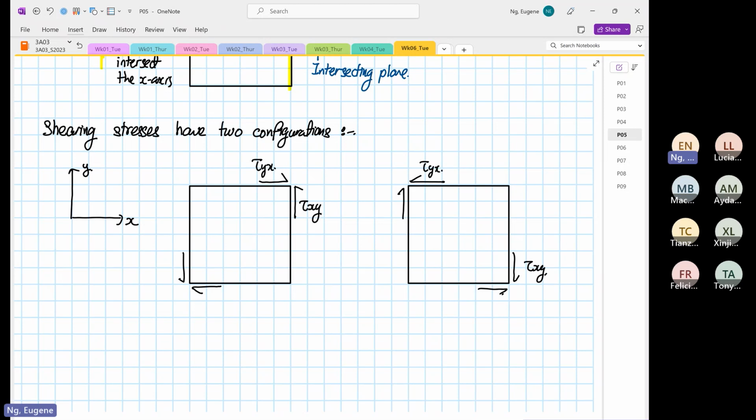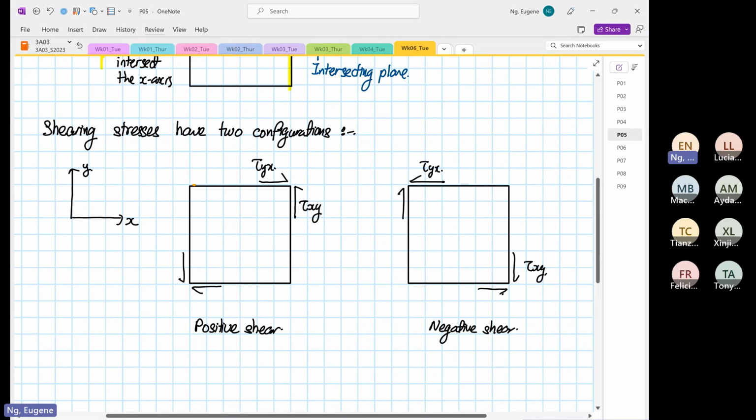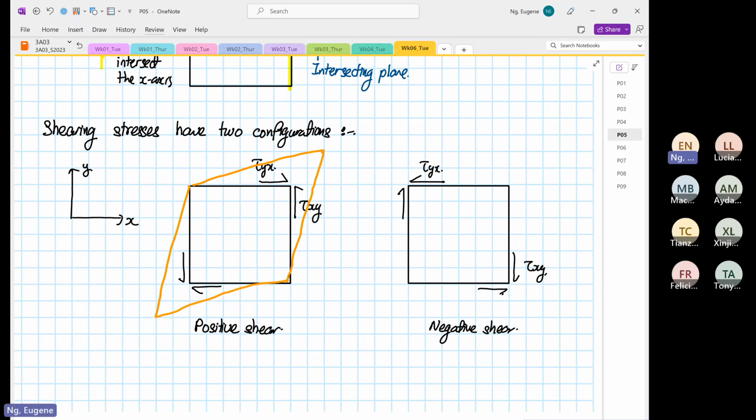Okay. So on the left hand side, this is what we call positive shear. And the right hand side, we call it negative shear. Okay. So if we look at the deformation pattern that I'm going to draw in orange, in positive shear, this is how your structure will deform. And then in negative shear, this is how your structure will deform.